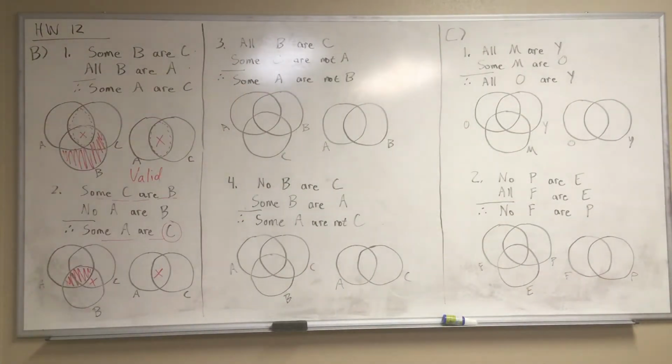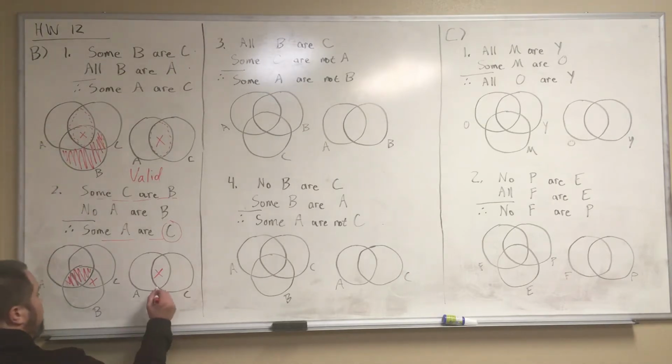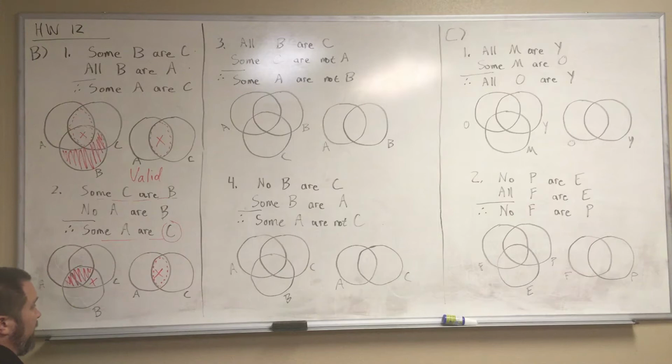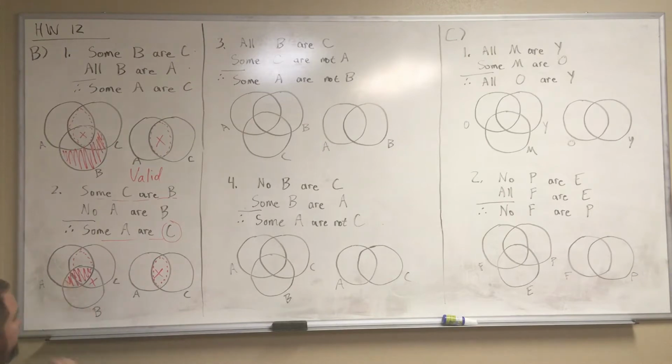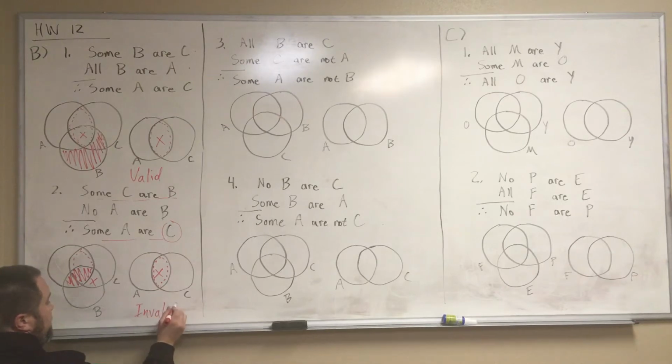So number 2, some CRB, no ARB, some ARC. I already filled in the 2 premises on the 3-circle Venn diagram. And then for the conclusion, we're looking for information that's in the middle there in that football. And there's no X in this football over here, just some shading. So that's not the information we are looking for. So that is invalid.